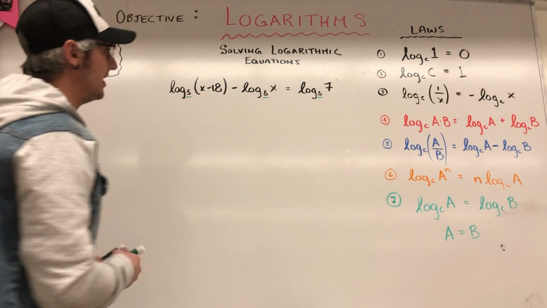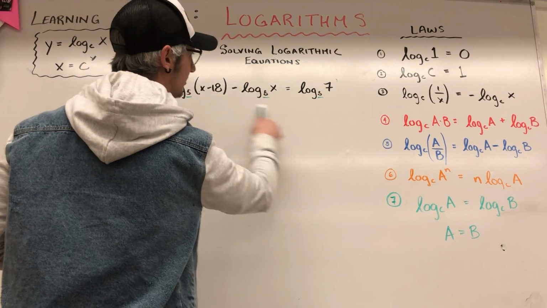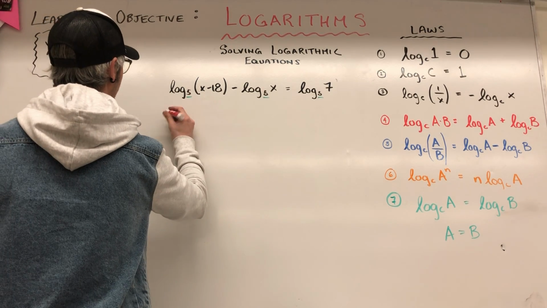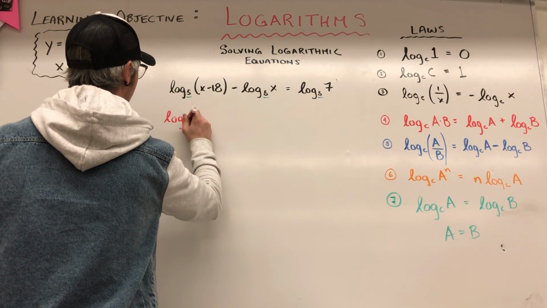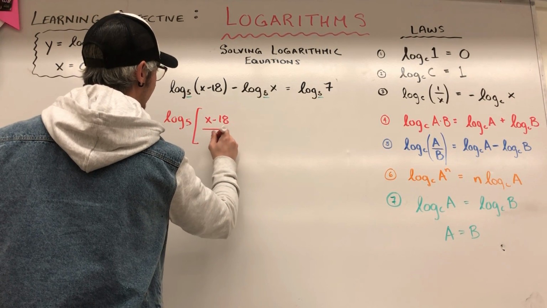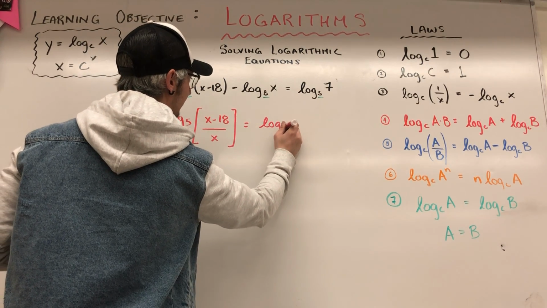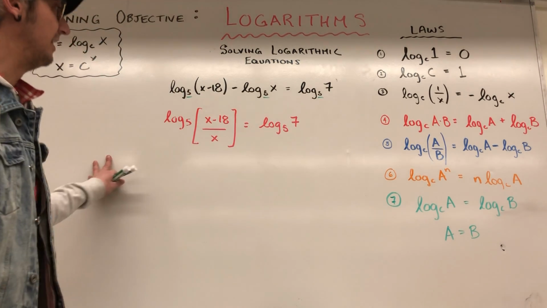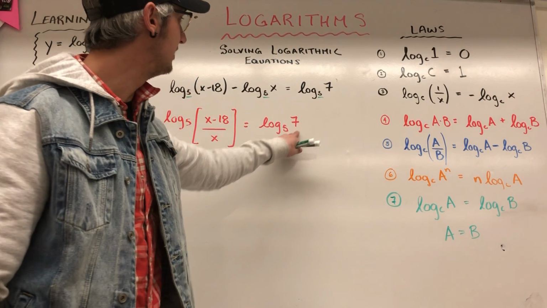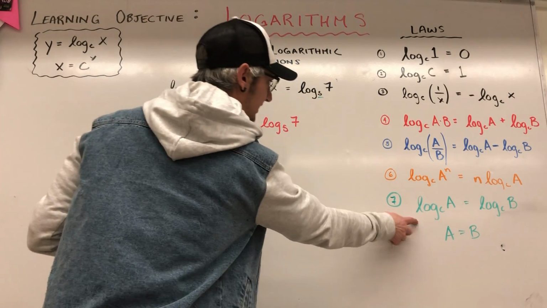So what I'm going to do then is figure out which identity I can use to simplify. And it looks like I've got subtracting with the same base, so I can rewrite this as log base 5 of (x minus 18) divided by x. And that is equal to log base 5 of 7. Now in this case, look at this. I'm already in this form. I didn't have to do anything here because I already had that base 5. Great.